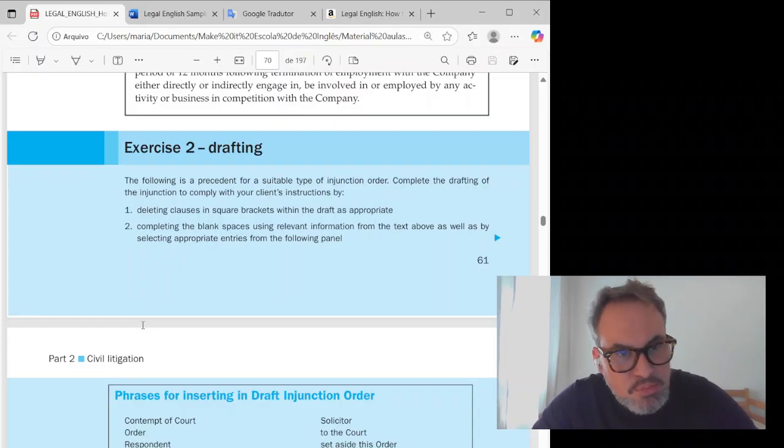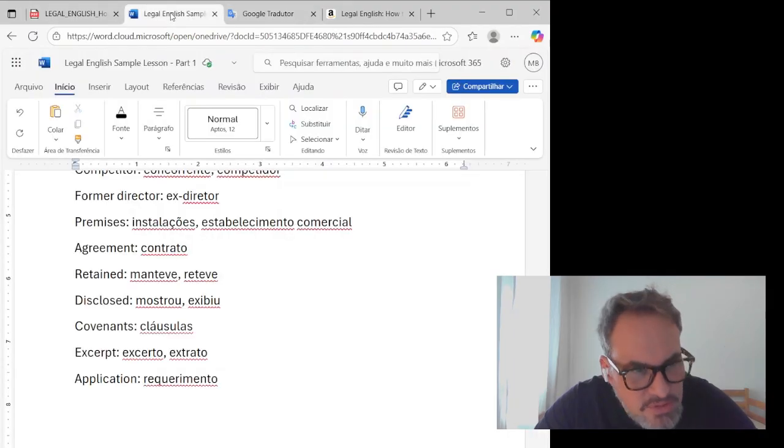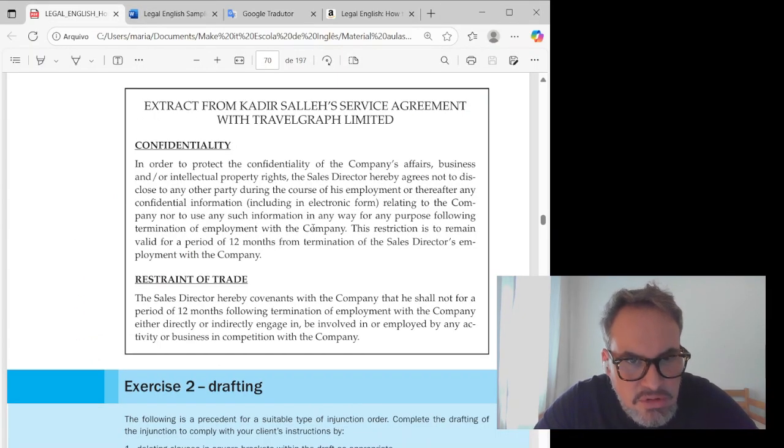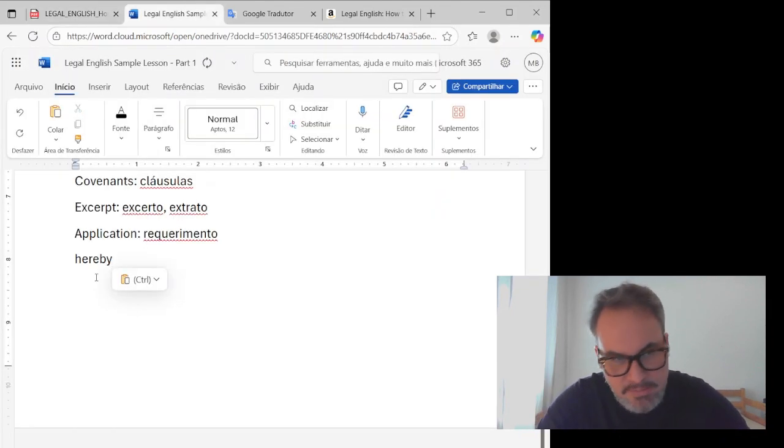The following is a precedent for a suitable type of injunction order. Complete the. Oh, is there any word here? Is there any interesting words here? Let me see. Excerpt. Okay, what was the last word? Application, accept, covenants, disclosed. Let me see. Just a second. Oh, yeah. We have some words here. Hereby. Hereby is also very common here in Brazil. We use it as por meio deste.